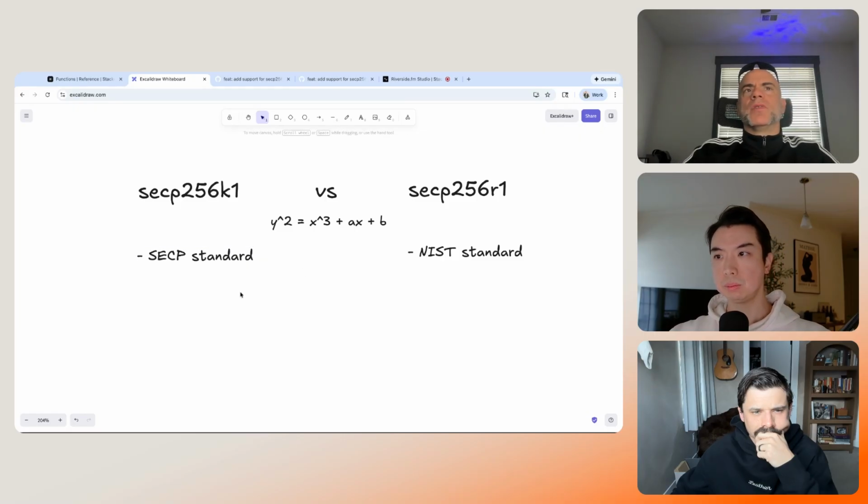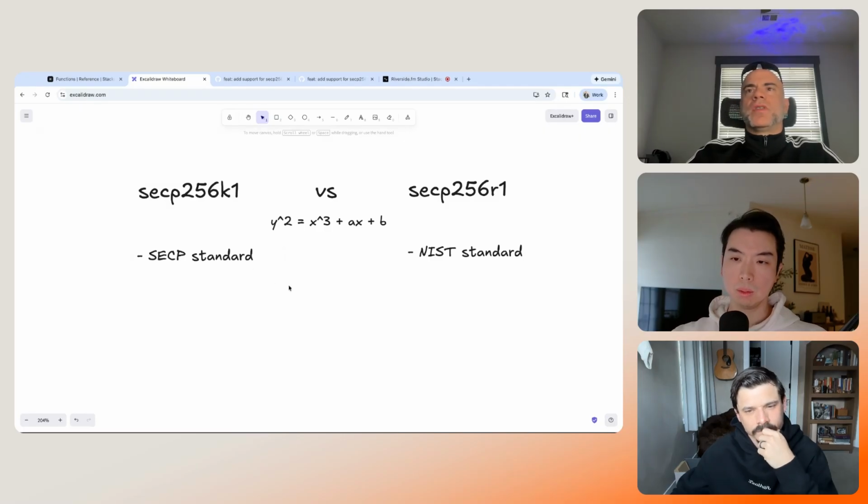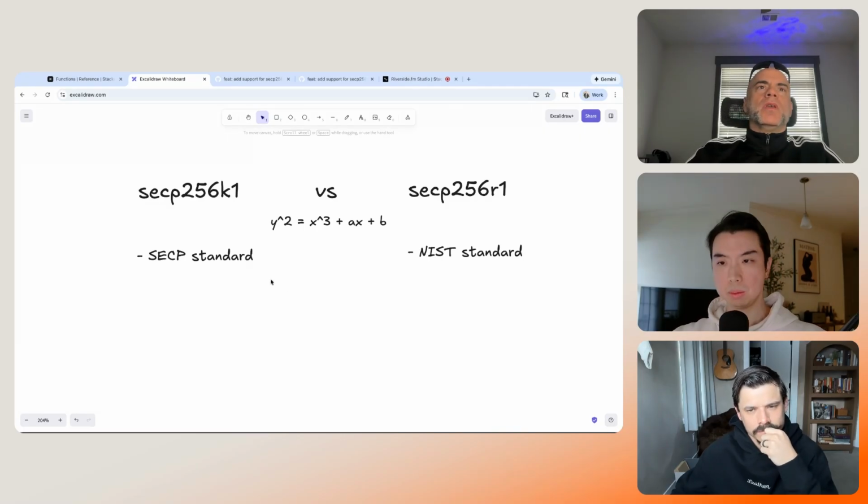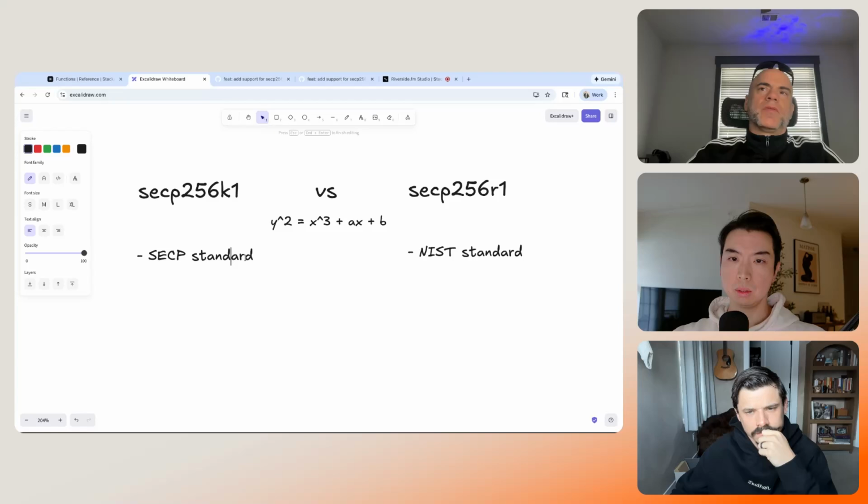So these are the high-level differences between these two groups. They're from roughly the same period of time, roughly the same equation, but the specific parameters that form the equations are slightly different. And that's the high-level difference between them.